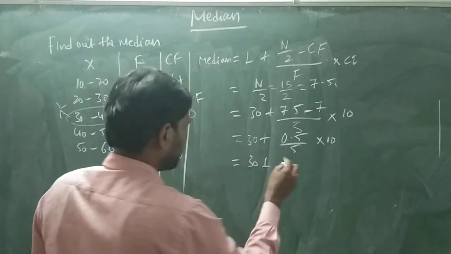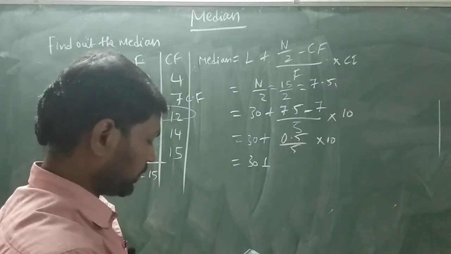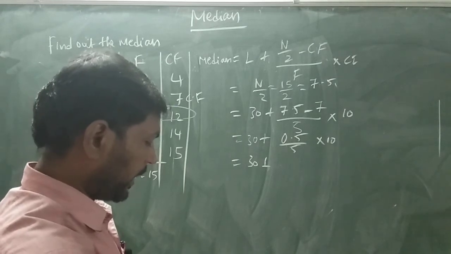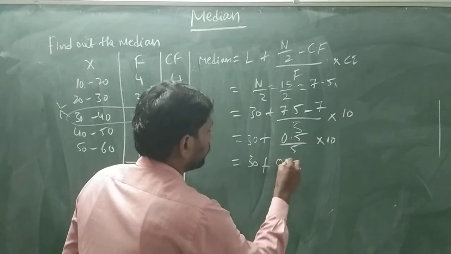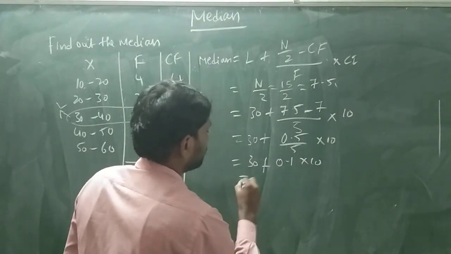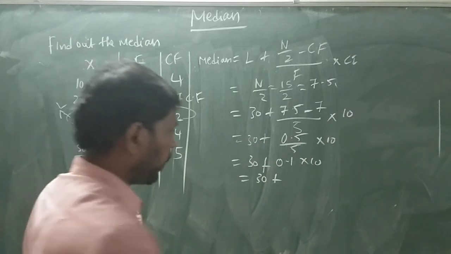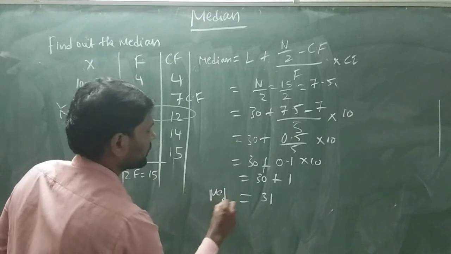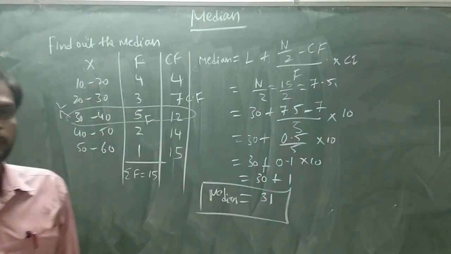So 30 plus 0.5 divided by 5 is 0.1, into 10. So 30 plus 0.1 into 10 is 1, so equal to 31. So our median answer is 31. Thank you.